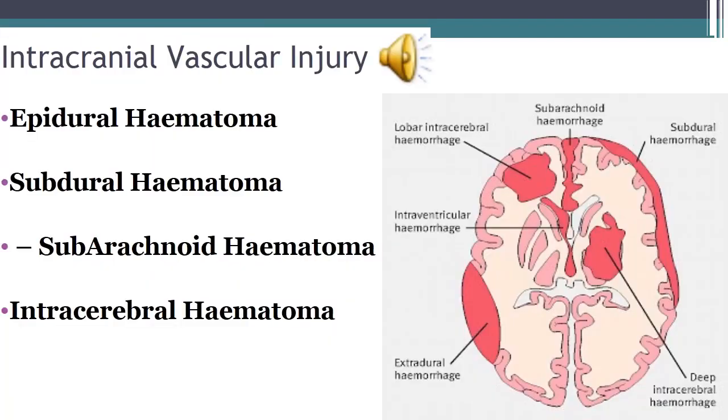Intracranial vascular injury can be in the form of epidural hematoma, subdural hematoma, subarachnoid hemorrhage, intracerebral hematoma, or intraventricular hematoma.